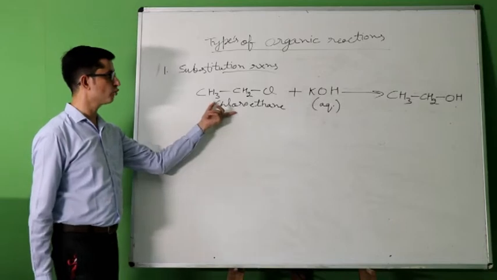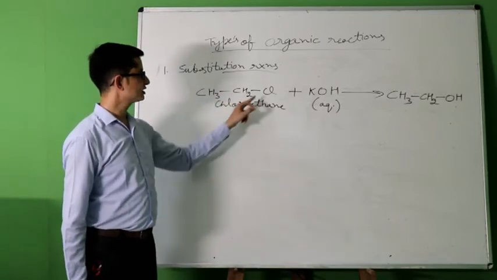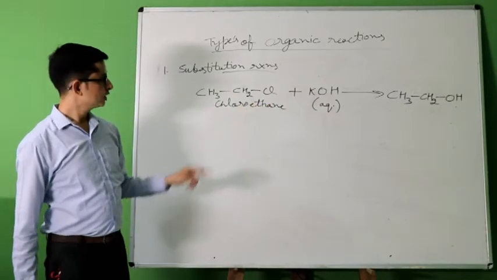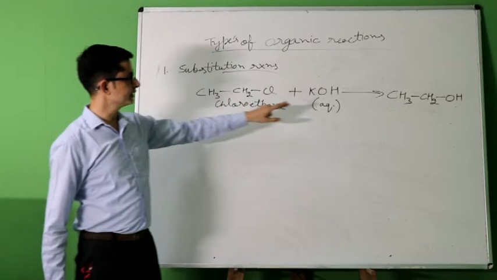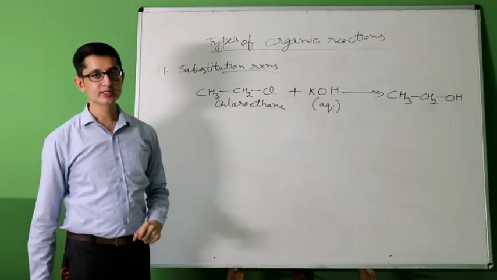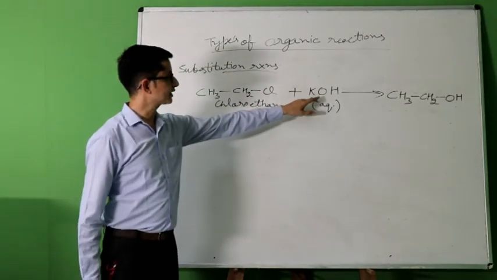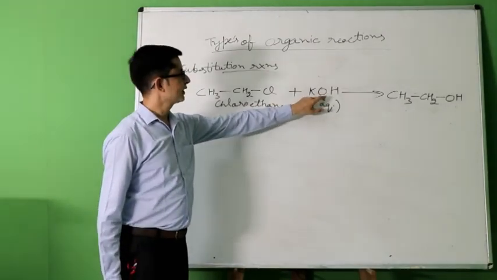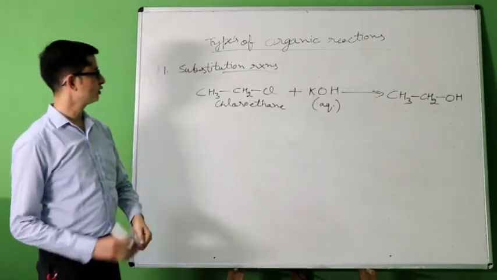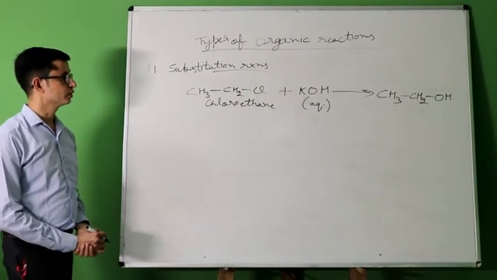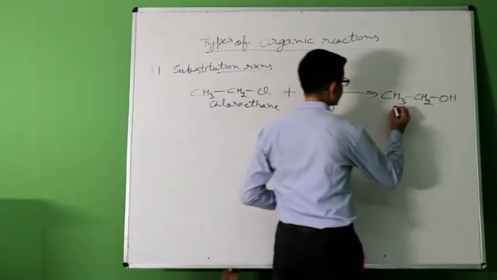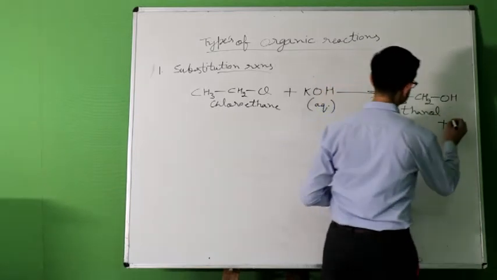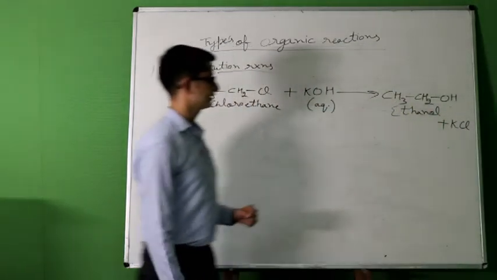Suppose we take the example of chloroethane. In this case, aqueous KOH attacks chloroethane. So here chloroethane is the substrate and aqueous KOH is the attacking reagent. In this attacking reagent KOH, the OH, that is the hydroxide ion, attacks the CH2. This results in the formation of ethanol and KCl as side product.